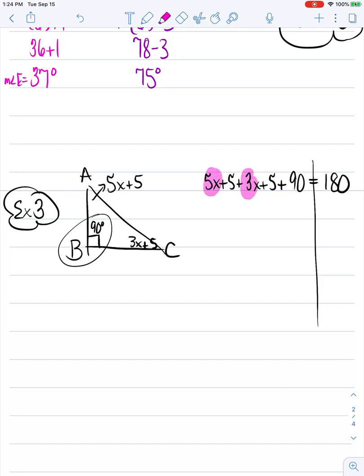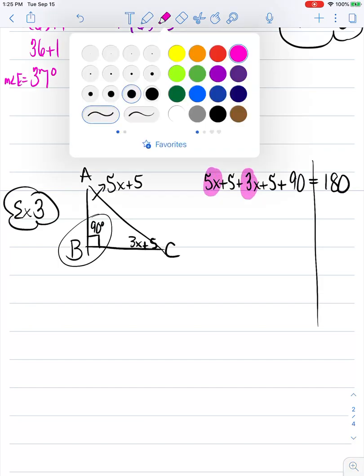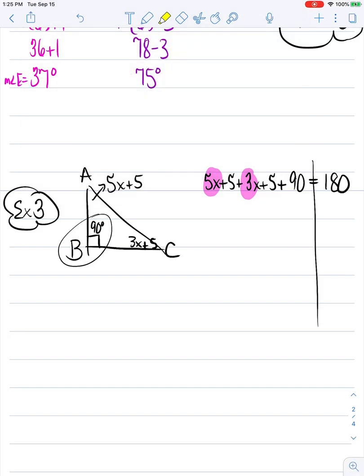So it looks to me like I need to combine some like terms. 5x and 3x both have an x. 5, 5, and 90 are plain old numbers, so they're alike. 5x and 3x is 8x. 5 and 5 is 10, plus 90 is 100, equals 180.